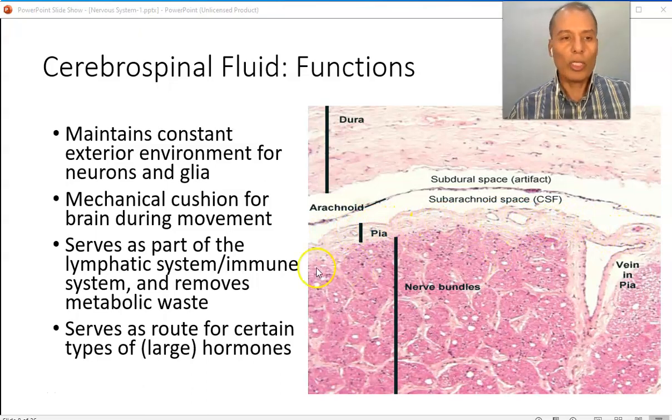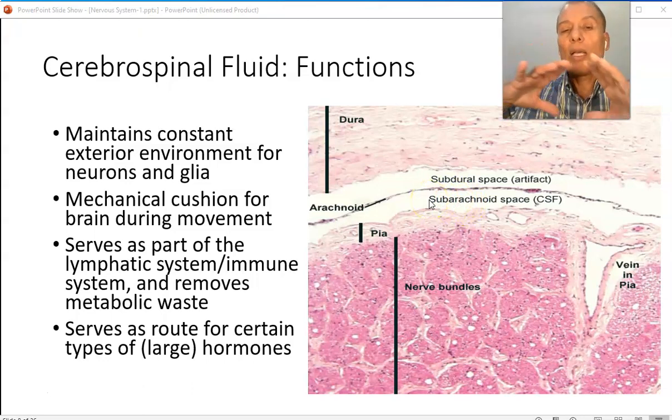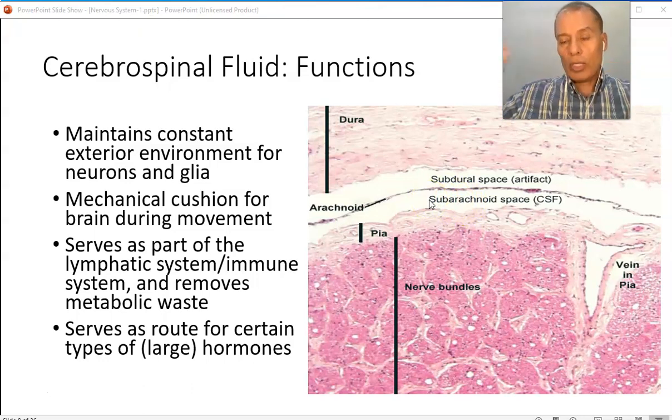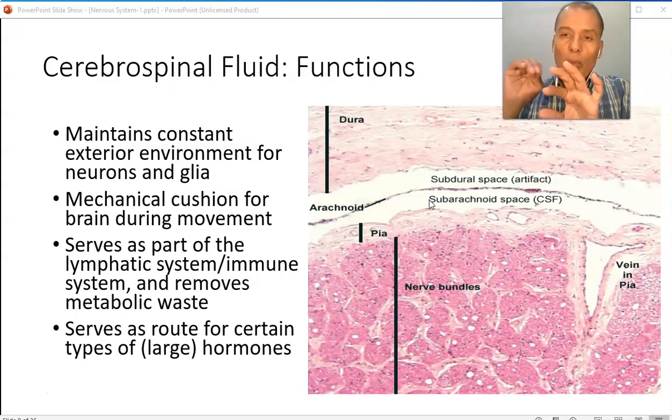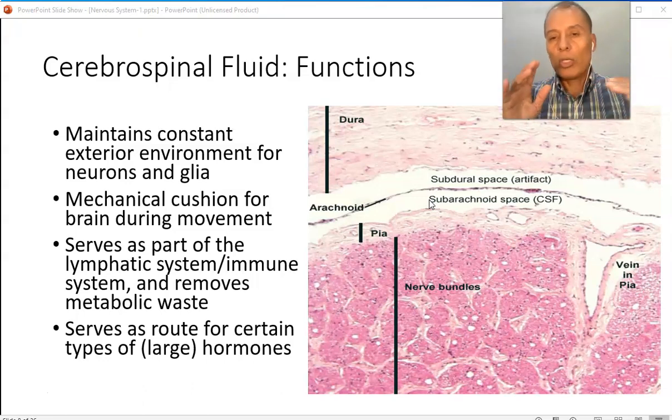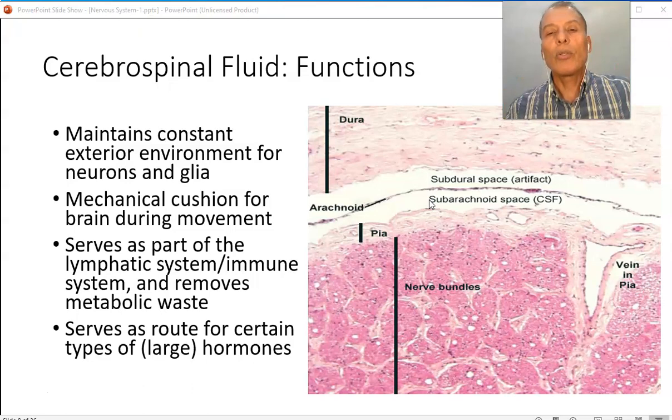survive and function. It also serves as part of the lymphatic system, or the immune system. You can think of it as a system of rivers and lakes, and you can send nutrients to the brain, large nutrients that do not go through the blood-brain barrier. So they are sent through the cerebrospinal fluid.